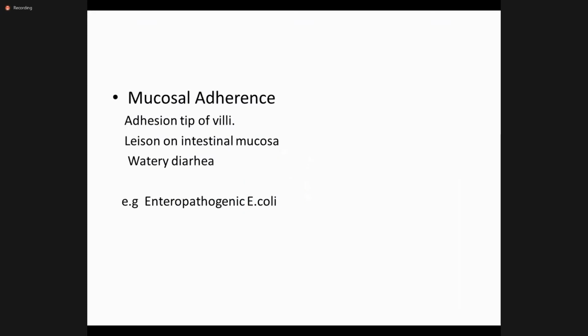Mucosal adherence: there is an adhesion at the tip of the villi, and after the adhesion they cause lesions on the villi. The villi are finger-like projections, and if you remember the physiology, they are very helpful in absorption. So what happens in case of diarrhea? The finger-like projections are converted into flattened villi, and this leads to non-reabsorption of fluid and water, and ultimately to watery diarrhea.